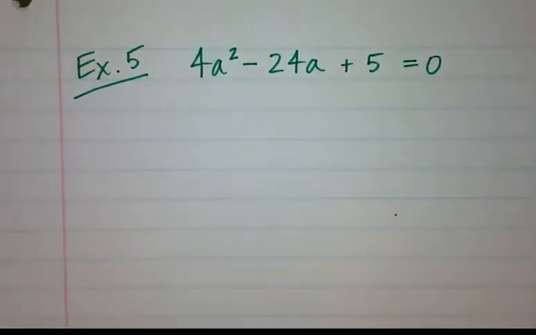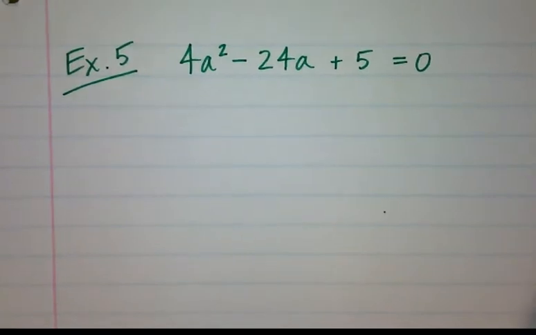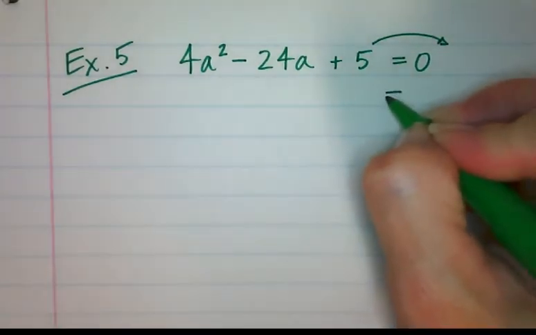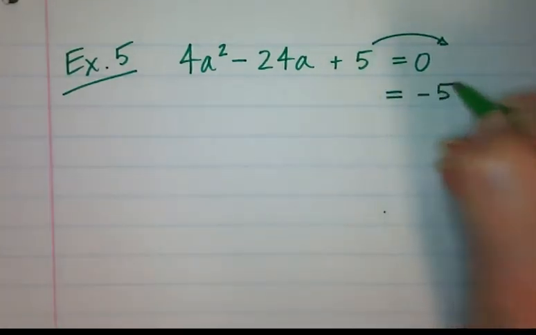So, all right, so 4a squared minus 24a plus 5. Again, if I'm going too fast and you need to pause the video, please do so you can catch up. So first thing I need to do is move that 5 out of the way. So that's going to give me a negative 5 on the right.